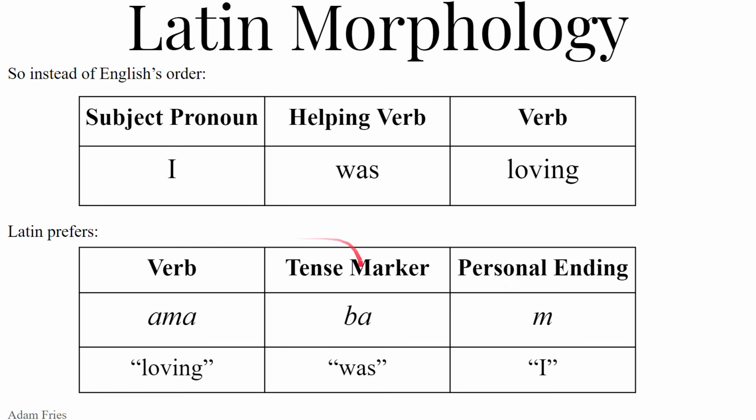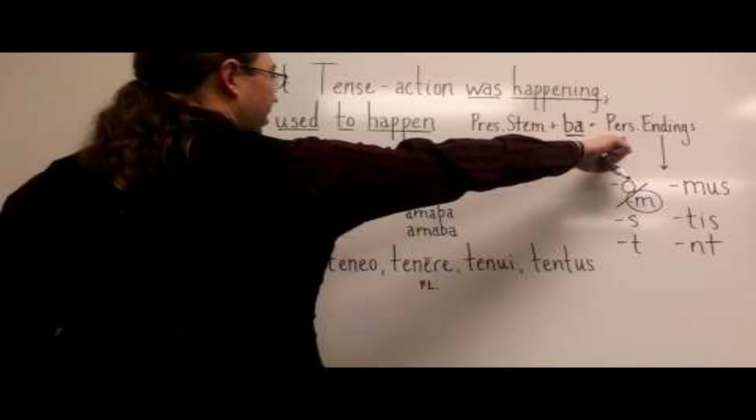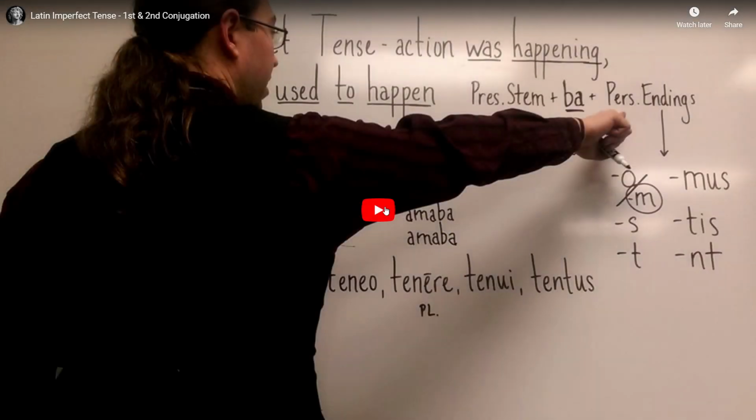If it helps you think of it this way, go ahead and think of it this way. So the verbal idea comes first, then the tense marker, then the personal ending. So we get amabam. If it helps you think of the ending as bam, bas, bat, bamas, batis, bont, go right ahead.